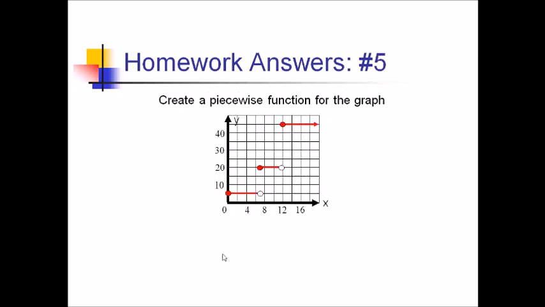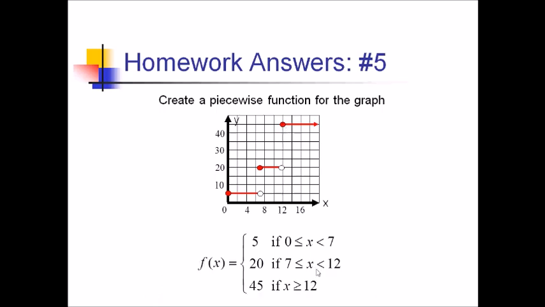For number 5, we need to write a piecewise function for this step function here. So we're just going to write the constant values and the intervals that they are in as the rules for our piecewise function. Starting on the left, we've got the y value 5, and that's going to be true from 0 less than or equal to x, less than, this is 7 right here. Next one, we have 20, and that applies between 7 and 12, so 7 less than or equal to x, less than 12. And then finally, we have up here, this is 45. This is when x is greater than or equal to 12.